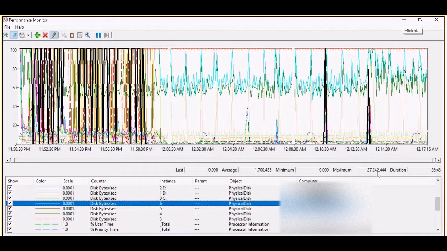Sure. We want to check and see if there is latency with average disk seconds per transfer. If there is no latency, then we don't need to check any other disk counters. If there is latency, we want to check the bytes per second. If the bytes per second is low, something's wrong with storage. If it's high, we're flooding the disk.